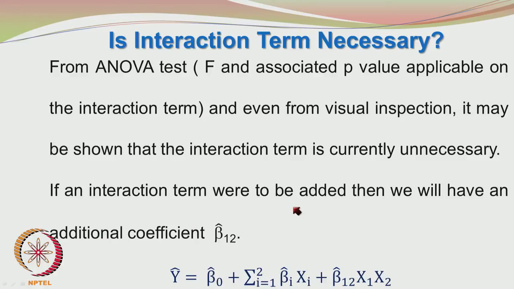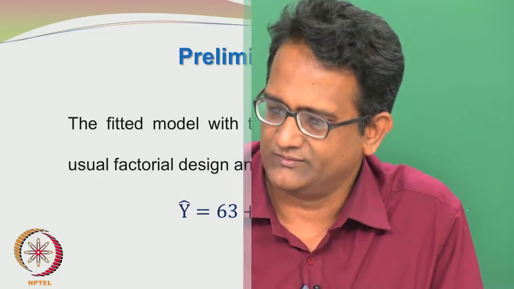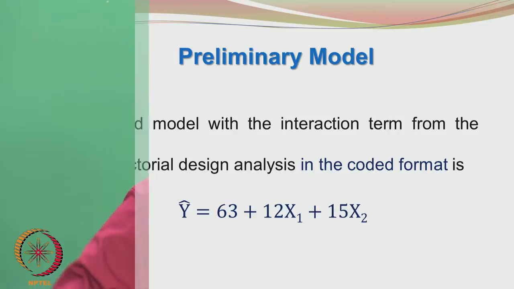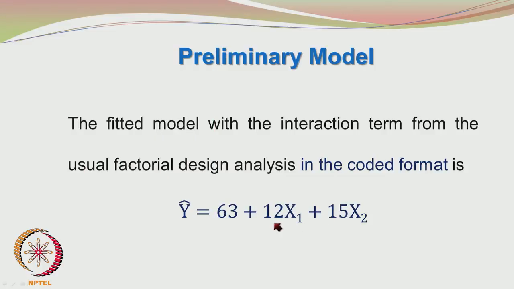If an interaction term were to be added, then we would have had an additional coefficient beta hat 1,2 present here. But as far as this model goes, we can neglect beta hat 1,2 because the interaction effect is not significant. So finally, we have the fitted model as y hat equals 63 plus 12 x1 plus 15 x2, and we can see that the coefficients are given here. So in the preliminary designed experiment, we have the model given as shown here.